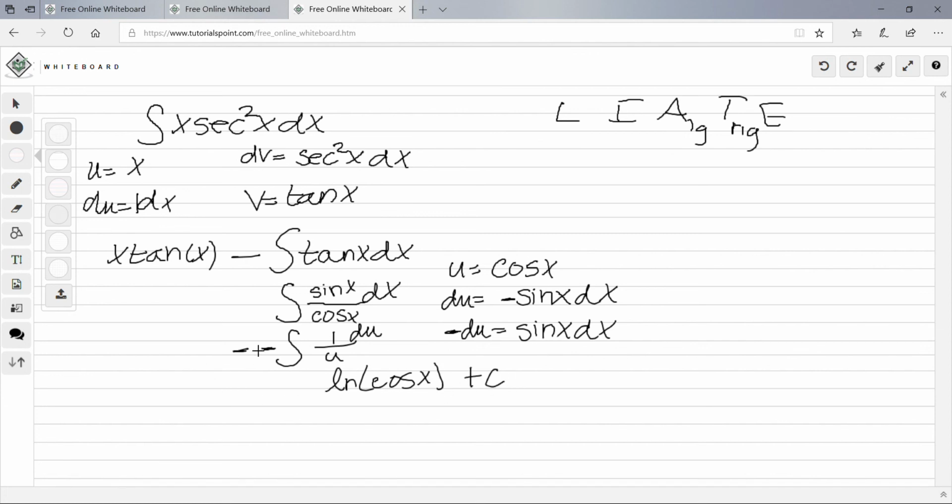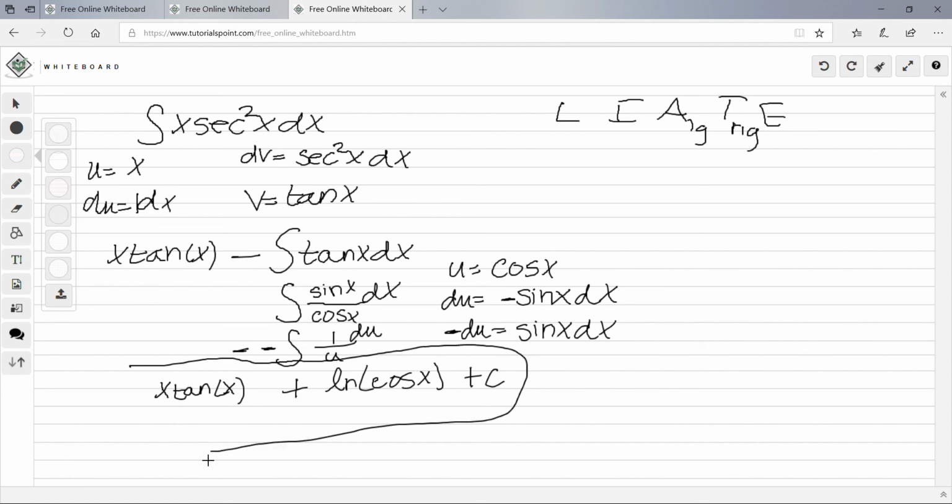So that's going to be the natural log of u, which is cosine x, plus c, and then don't forget this negative, so 2 negatives is a positive, and then bring this down, which is x times tangent x. Yep, that is your final answer. So it's x times tangent x plus ln of cosine x plus c, and then I will use absolute value for this part. Yep, and that's it for this section.